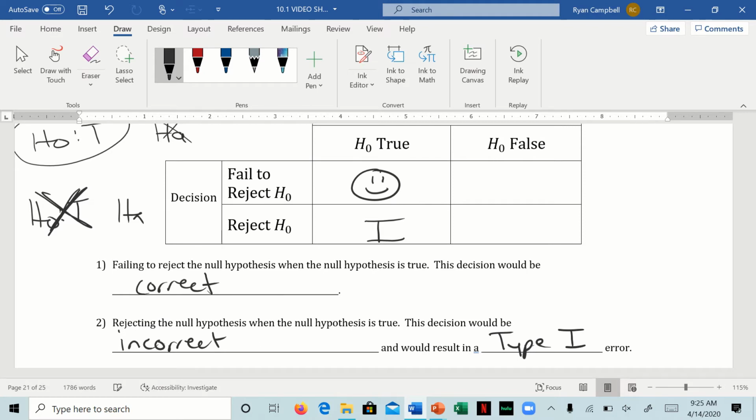Next, what if you failed to reject the null hypothesis and the null hypothesis is false? So the null hypothesis is false, and you failed to reject it. Did we make a mistake? Yeah, we did, right? We should have taken the alternative hypothesis because it is not true. So this is what we call a type 2 error.